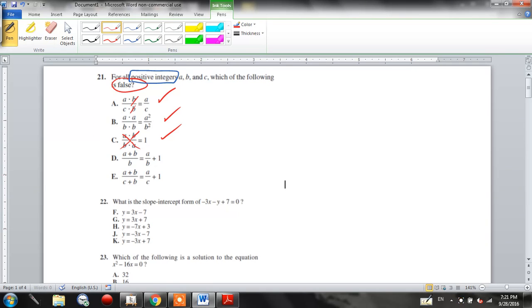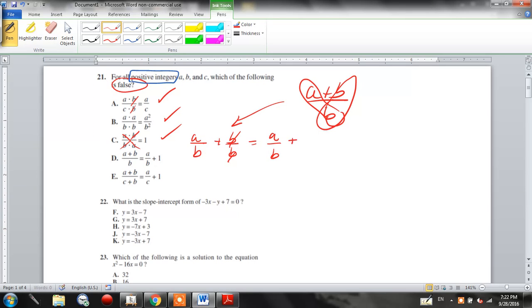This one you can open up like this into a over b plus b over b, because when you have a fraction like a plus b over b, you can split it. The b over b cancels out, so you get a over b plus 1. And that's the same thing as here. That's true. So by default, this is the answer.